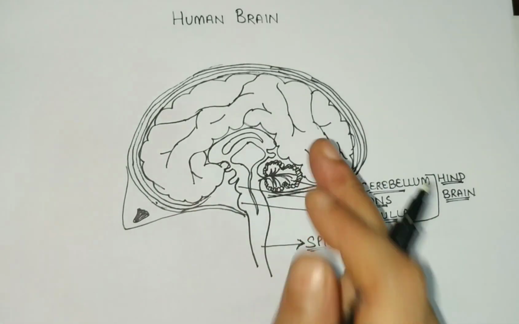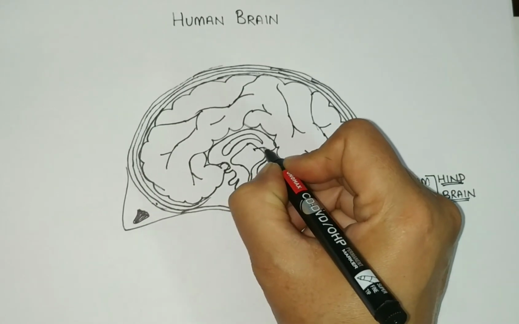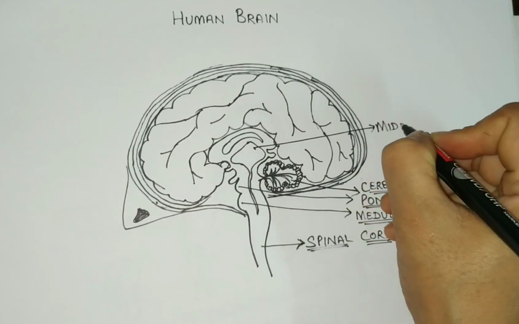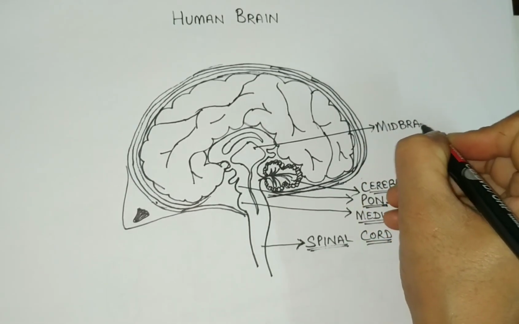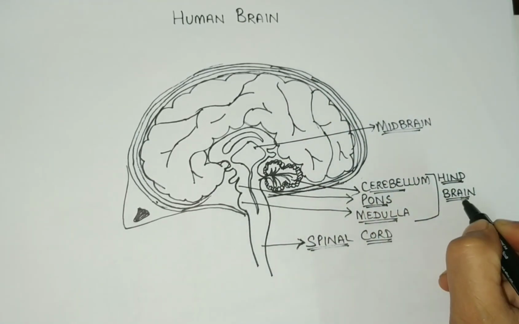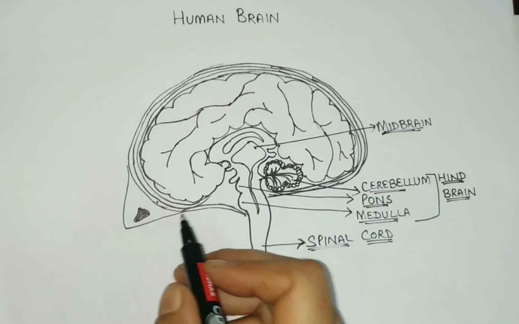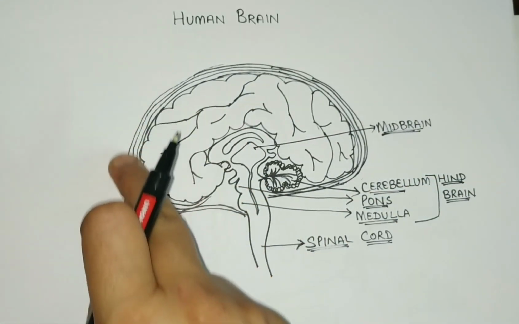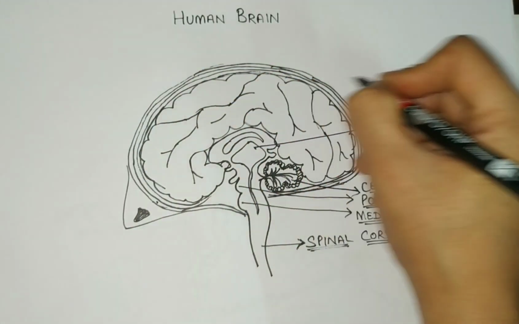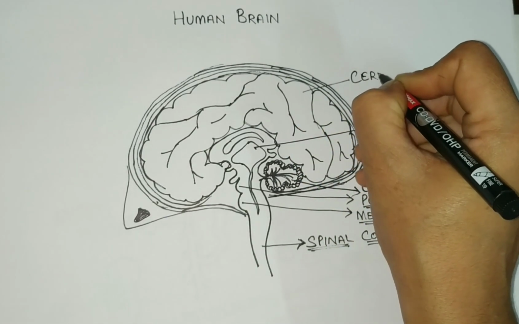Now comes the upper part, this kite which we made as the first thing in the beginning. Here we are going to label it as midbrain. This is hindbrain, this is midbrain. Now comes the largest part of the brain. This one is known as cerebrum. The cloudy part we call cerebrum.